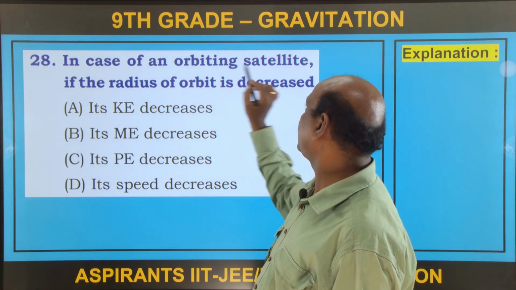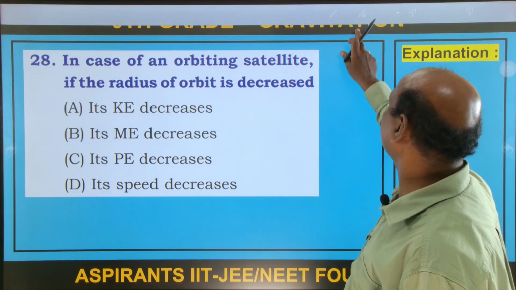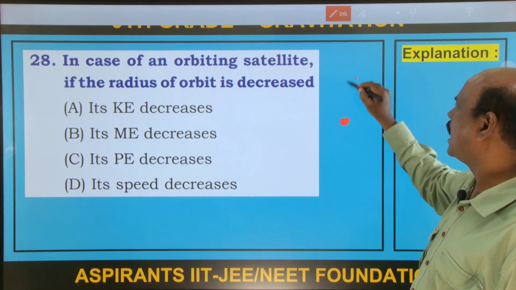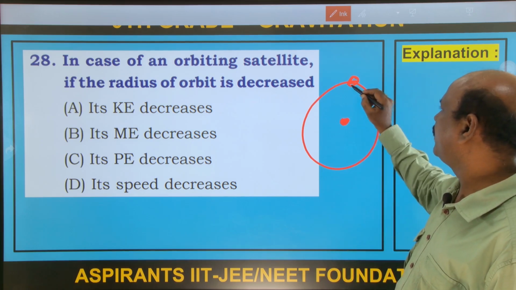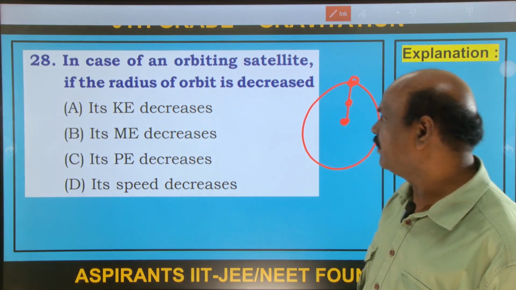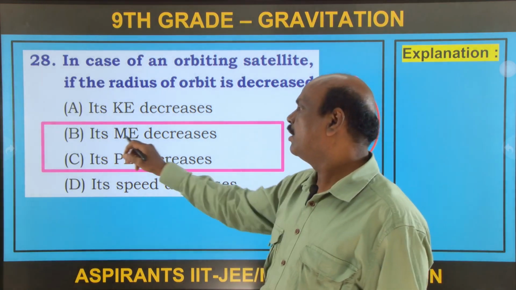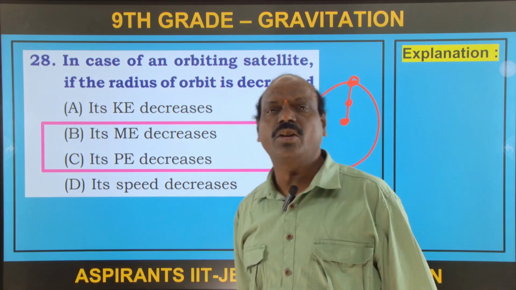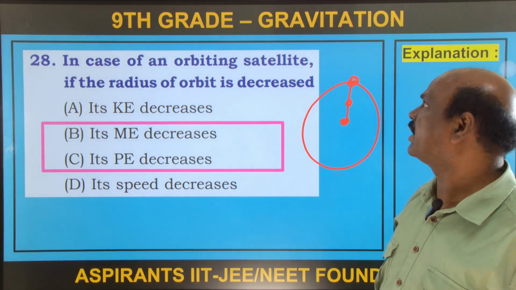In the case of an orbiting satellite, if the radius of the orbit is decreased, what is being asked here? If you take this as the Earth and this as the orbiting satellite, in case this radius is decreased, then what will be the effect? If the radius is decreased, its mechanical energy also decreases and its potential energy also decreases. When the satellite's orbit is reduced, automatically both of these things will be decreased.